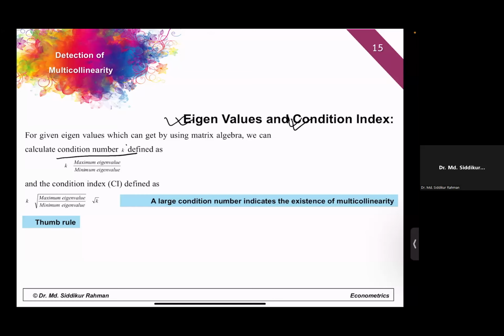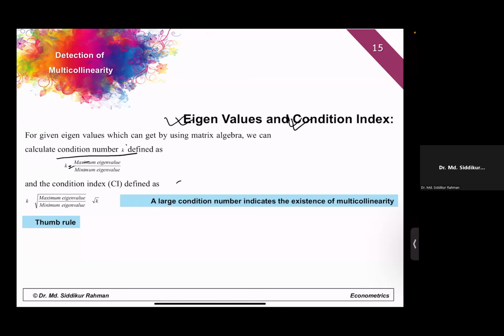How can you calculate the condition number? K is equal to the maximum eigenvalue in the numerator over the minimum eigenvalue in the denominator. So you have to find the maximum and the minimum eigenvalue. Then the condition index is calculated by taking the square root of K. K is nothing but the condition number.